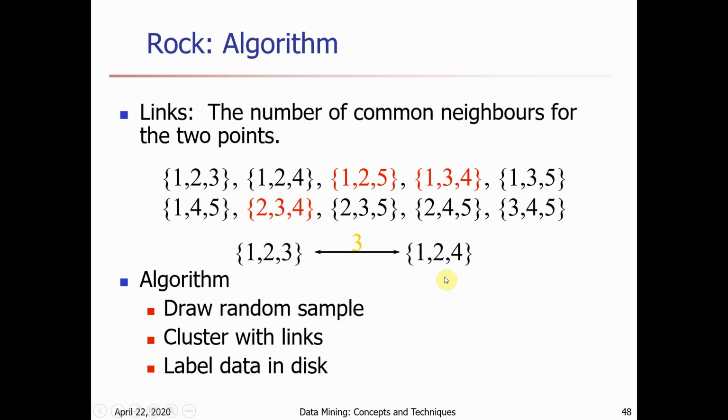Right? So in the ROCK algorithm we are using random samples, meaning different steps in ROCK: draw random sample, cluster with links, label data on disk. So with the help of cluster with links only we are finding the clusters. Yes, that is the ROCK algorithm.